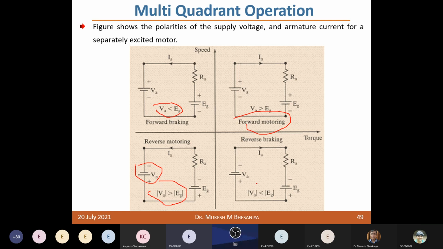In the third quadrant, both the speed and torque are negative, so the motor is moving in the reverse direction. So during backing of the vehicle, that means when we back the vehicle, only then is this motion required. Whenever you are operating in a reverse direction, for parking or going backward, at that time only you have to operate it in a reverse motoring mode. Yes, you are right.